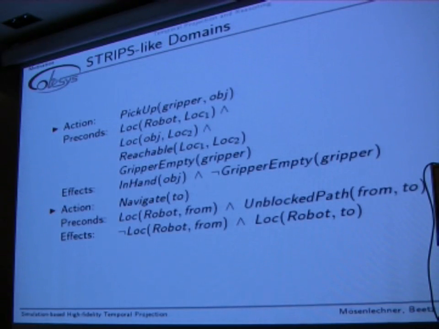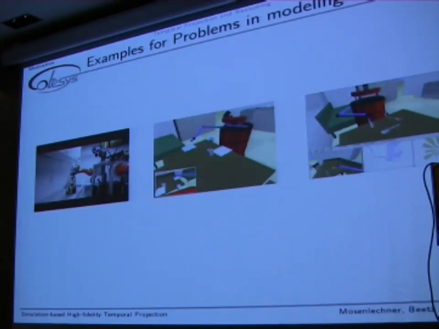So here, as an example, this is, I think, more or less the way most planning systems define their actions. This is basically an example for a pickup action and a navigate action. On the other hand, I have some videos. This is one, our new robot platform.